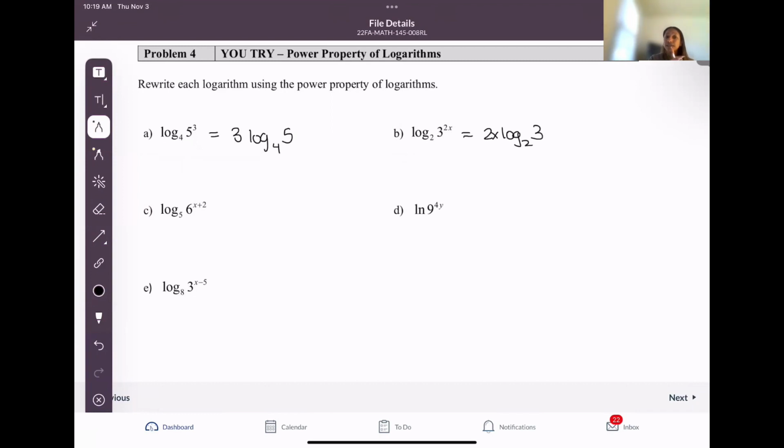Now for part C, we do want to be a little bit careful here. We have log base 5 of x to the 6 to the x plus 2 power. We want to bring the exponent x plus 2 down. And I'm going to put this in parentheses because we want to multiply that entire expression by log base 5 of 6.